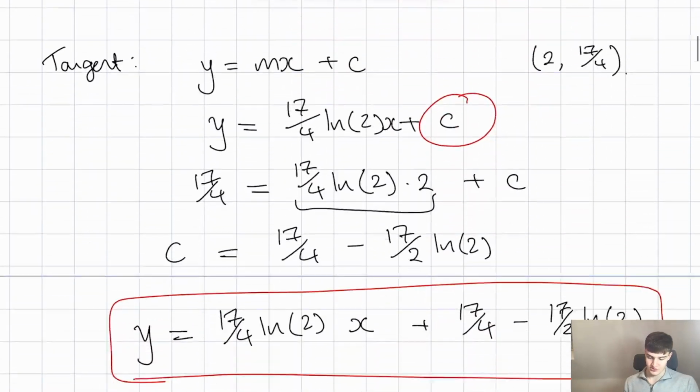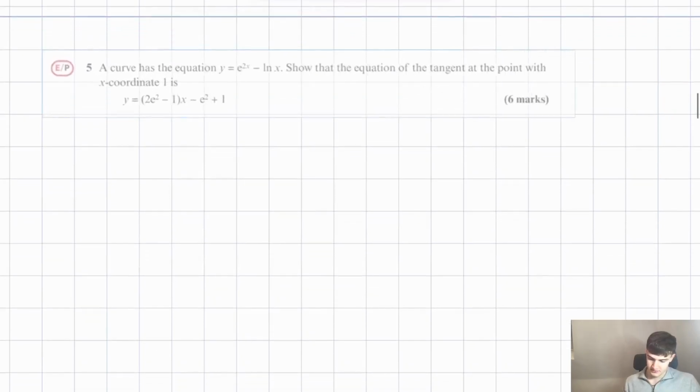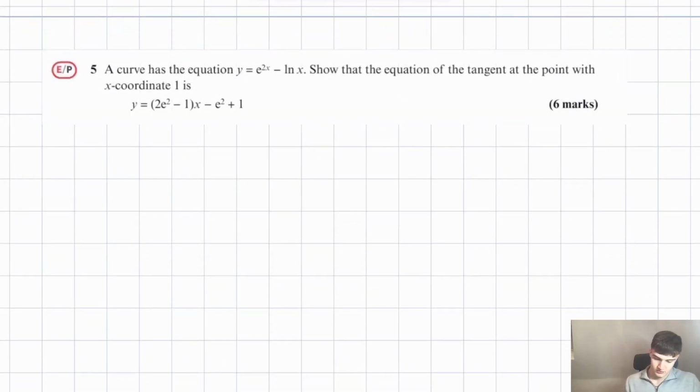Okay, next question. Got quite a few questions here today. Let's make that a bit bigger. So question 5. A curve has the equation y is e to the 2x minus the natural log of x. Show that the equation of the tangent at the point with x coordinate 1 is given by this.